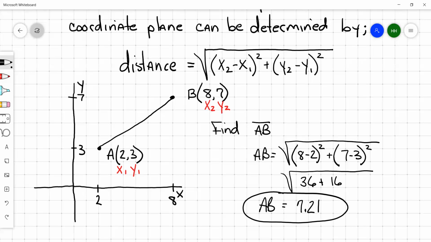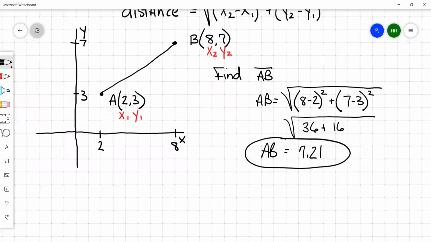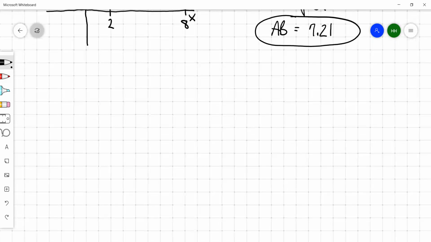All right, I do want to do another example where a lot of mistakes are made in the distance formula. It's a fairly simple formula, but when you get negative coordinates is when mistakes are made. So we're going to do an example now with all negative coordinates. So let's change this coordinate plane up a little bit.